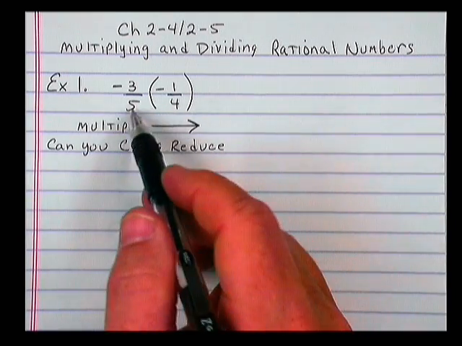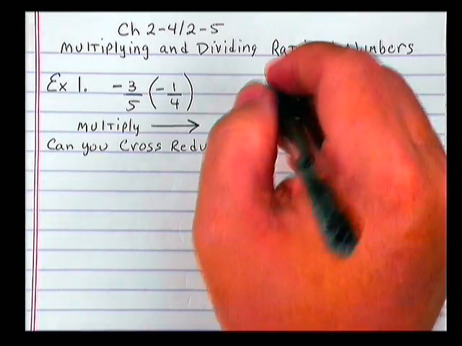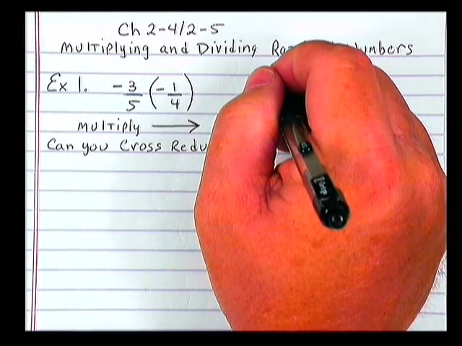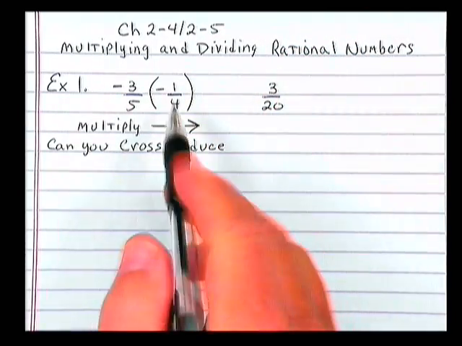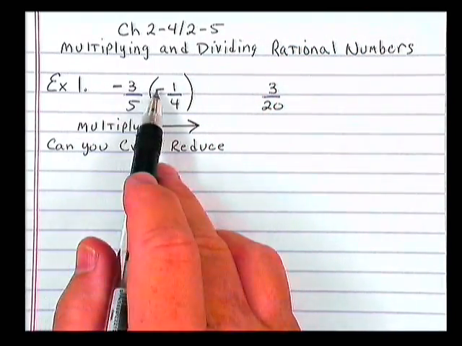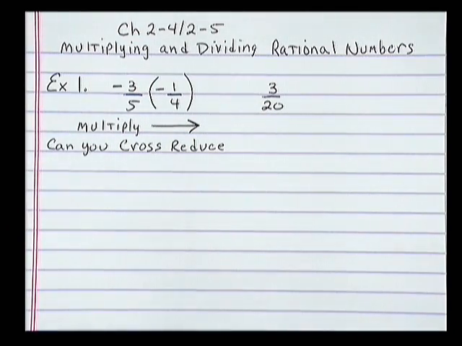I cannot cross reduce the 5 and the 1 or the 3 and the 4. So I'm going to multiply straight across. I get 3/20. And since I have two negative numbers, my answer is going to be positive. So my answer is positive 3/20.